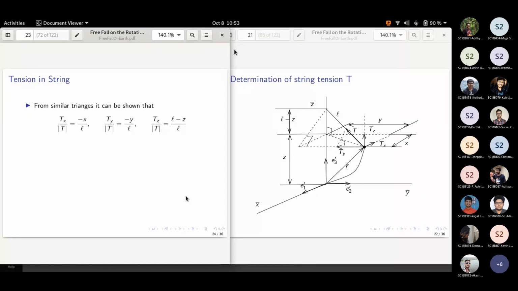Sir, will this Tz by T be minus z by L or L minus z by L? If you look at the analogy of the other expressions, it should be L minus z by L, no? Sir, we can say that T square equals Tx square plus Ty square plus Tz square, and similarly L square equals x square plus y square plus z square. But if we take L minus z, then that will not hold true: L square equal to x square plus y square plus L minus z square. This is not true, sir.